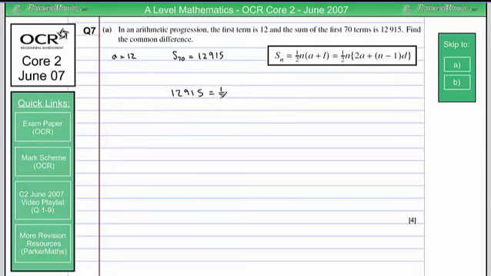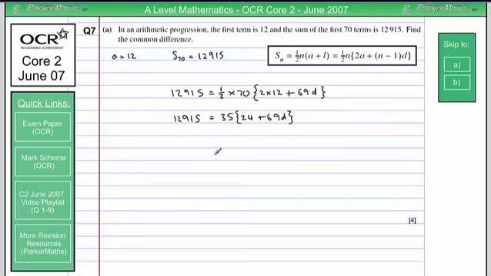So we're going to get half multiplied by 70, that's the outside of the bracket. Then we're going to get 2 lots of a, which is 2 lots of 12, plus n minus 1 is 70 minus 1, so that's going to become 69d. Let's simplify this a bit. Half times 70 is 35. 2 times 12 is 24 plus 69d.